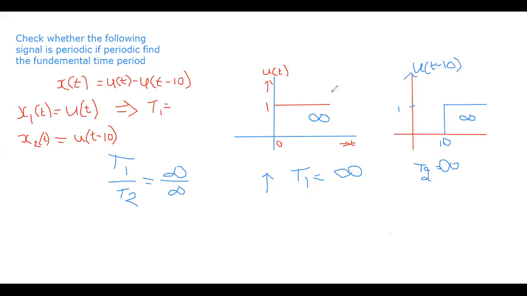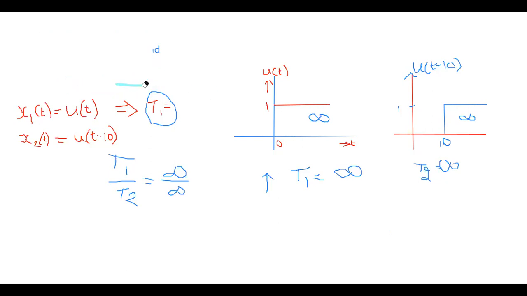Whenever we say this particular x of t is a periodic or non-periodic signal, you have to understand that for a non-periodic signal there is no meaning for a fundamental time period. Why? Because no waveform shape is going to be repeated. That is why you need not determine the fundamental time period for this particular signal. Okay, understand?